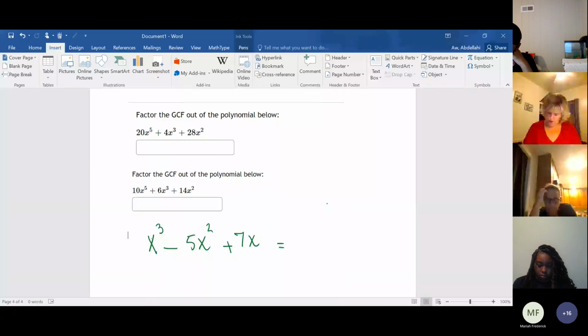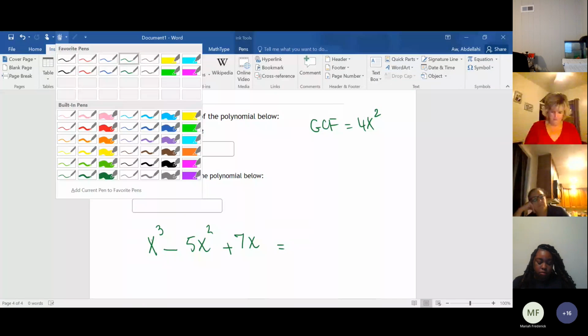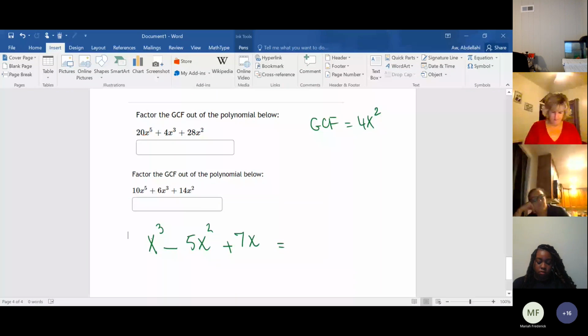All right. So if you look at the first one, what do you think is a GCF, everybody? 4x squared. The GCF is 4 for the numbers and x squared for the variables, right? That is absolutely right. Everybody understand that? The GCF is 4x squared? Okay. So now we know we have to divide by 4x squared, 4x squared.